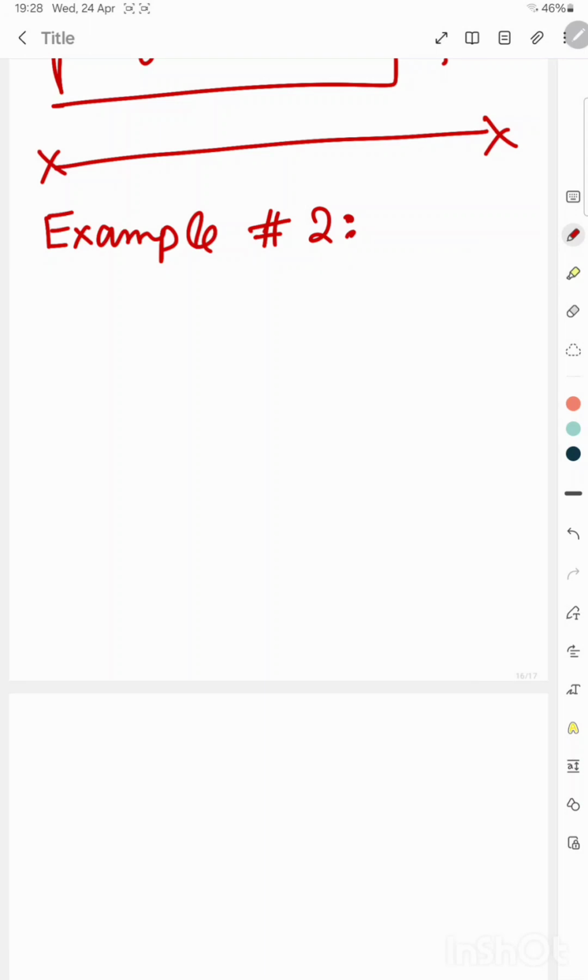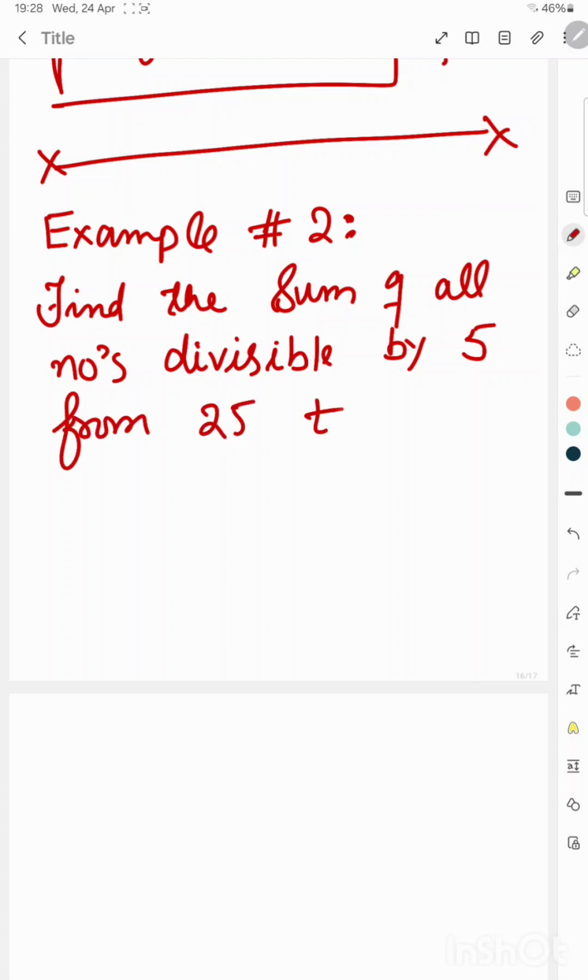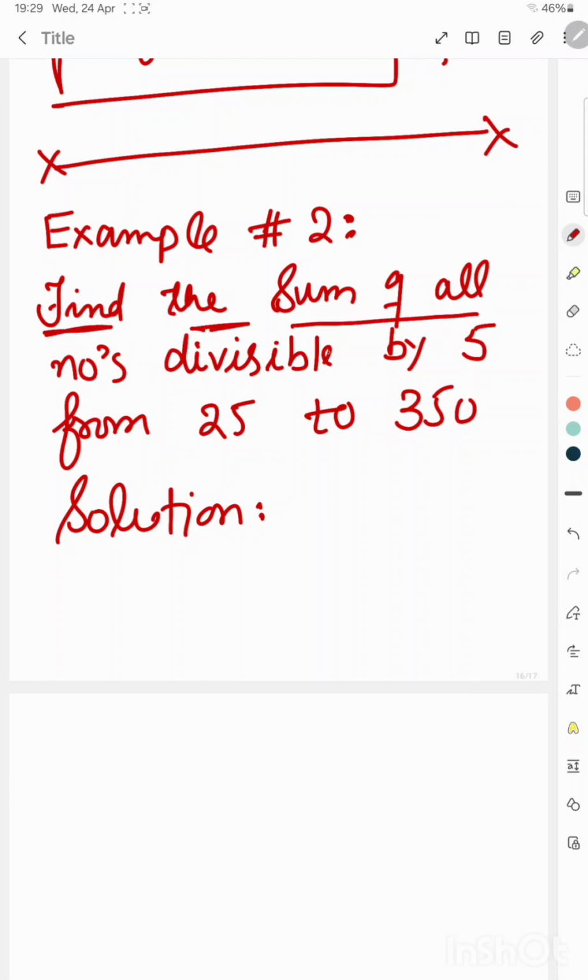Now for example number 2, the question is: find the sum of all numbers divisible by 5 starting from 25 to 350. So student, here what you observe is that the question says find the sum. So we have to find the sum, it's obvious, Sn. So the Sn formula will be used.